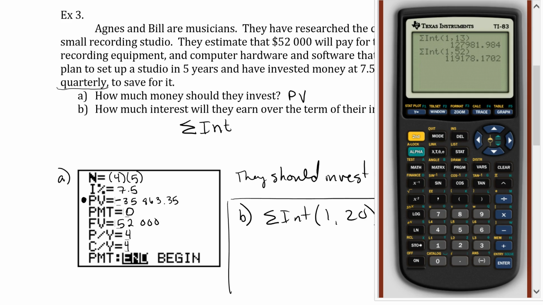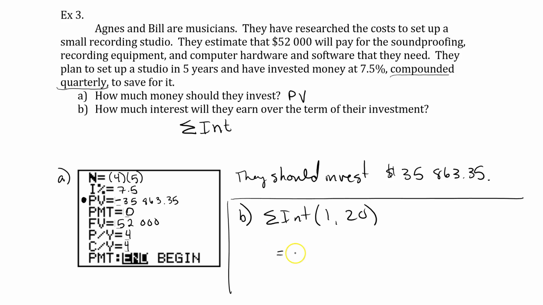I'm just going to go to print, I'm just going to clear, and I'm going to go second finance. You might go to apps and then finance. I'm not going to go to the TVM Solver, but I'm going to go to the sum int. I'm going to say 1, 20, enter. Look at that, I have $16,136.64. That's how much interest. Boom. And I've finished that question.